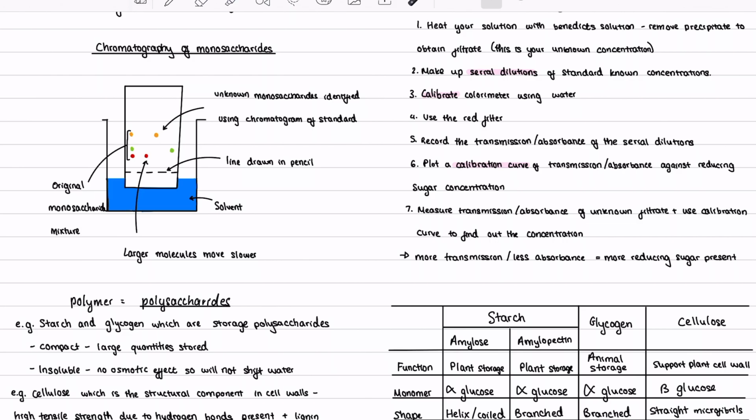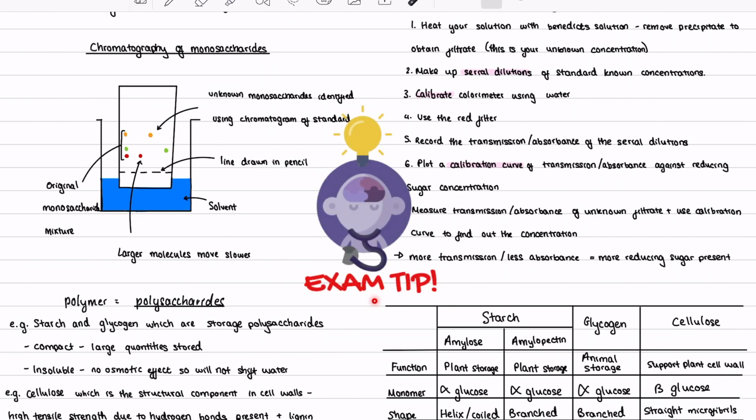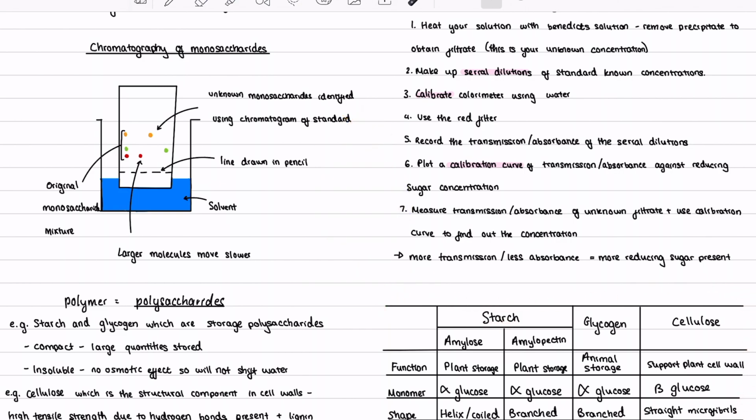strength. For your exam, it is important that you are able to compare the structure of starch, glycogen, and cellulose, as well as be able to relate their structure to their function, as being coiled makes it more compact, or having straight microfibrils provides strength, and branched allows easy access for enzymes to break up the glucose to be used in respiration.